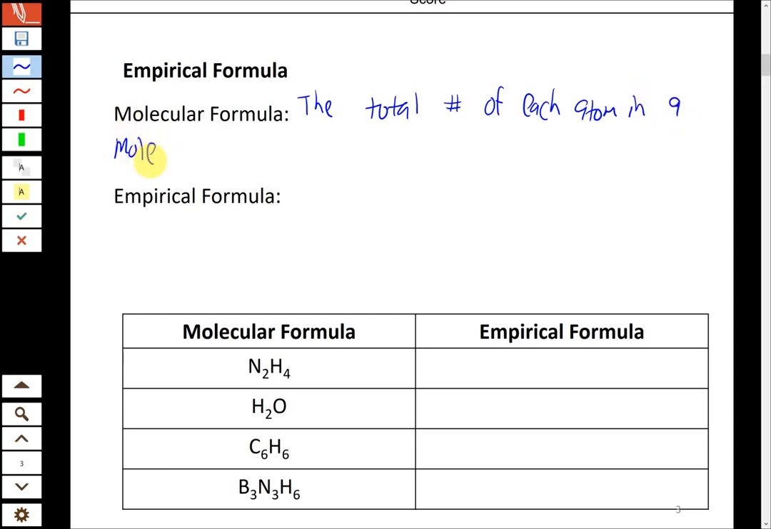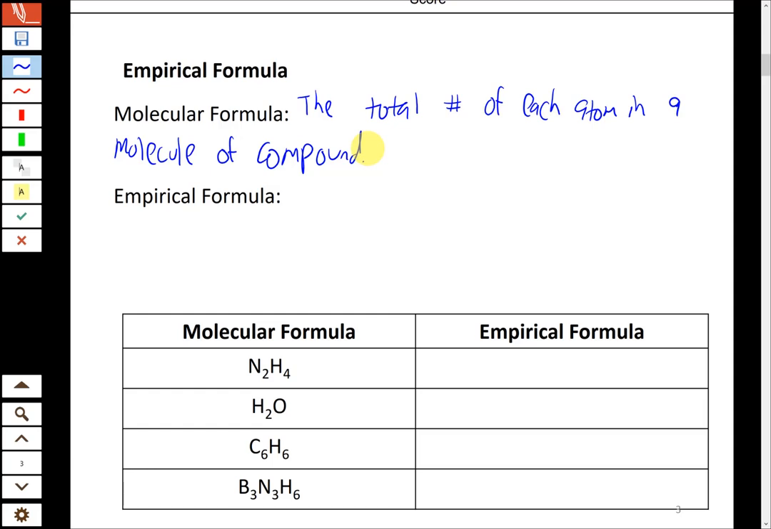And it doesn't necessarily have to be the smallest whole number ratio. So when we talked about the nomenclature and formulas of covalent and ionic compounds, we saw for ionic compounds we always put things into lowest whole number ratios. For covalent compounds, that's not necessarily the case. The formula of a covalent compound may or may not be the smallest ratio of the elements, and so the molecular formula tells us exactly how many of each atom is in a molecule of the compound.